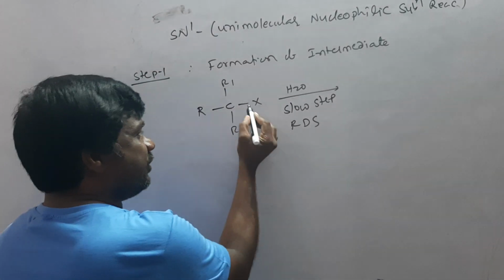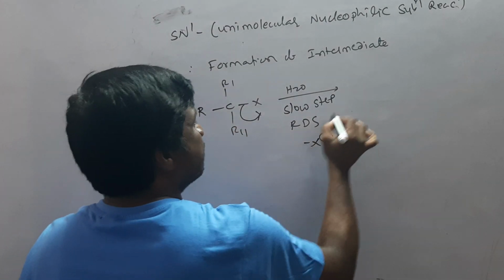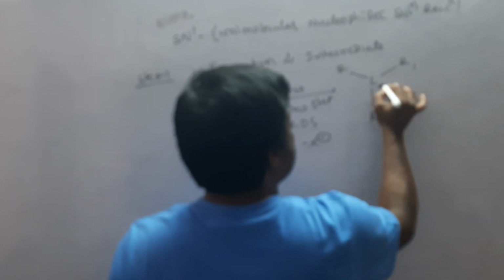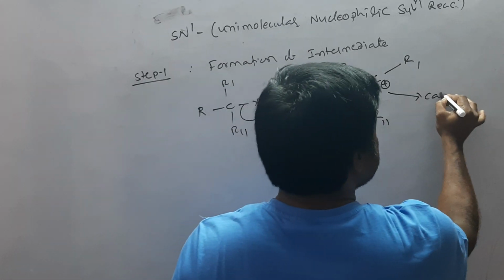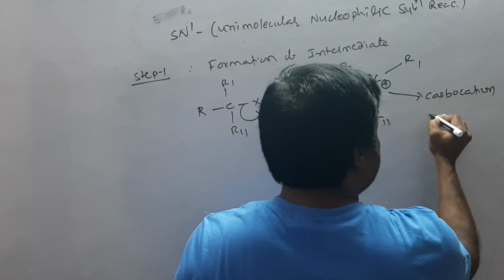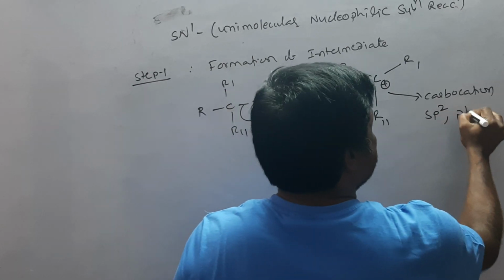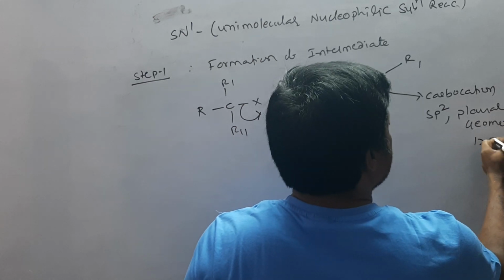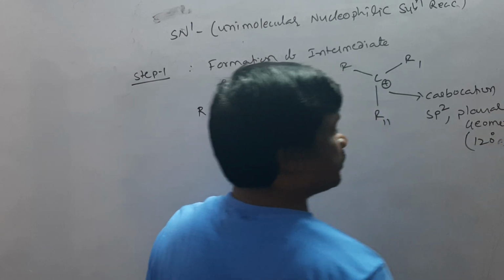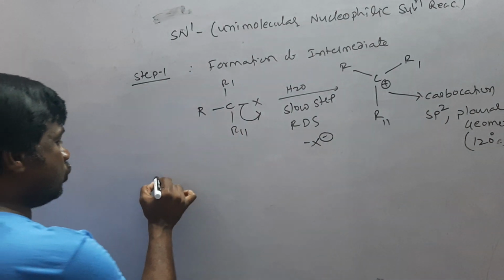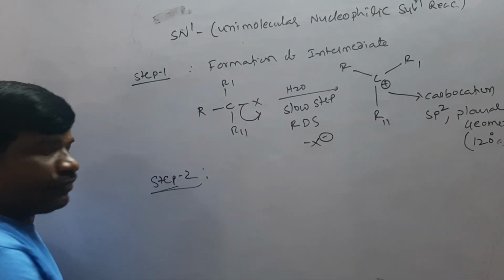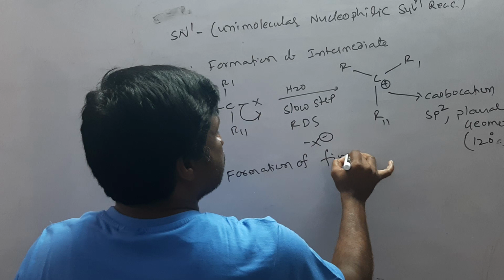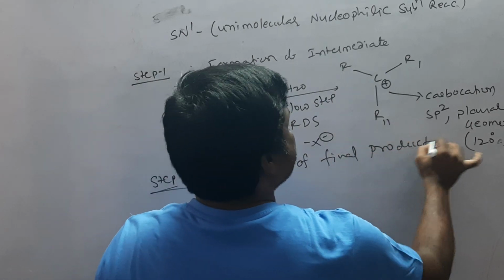Here the halogen is more electronegative, so it is lost as X minus, and the carbon gets the positive charge. This is an intermediate carbocation. The carbocation hybridization is sp2 with planar geometry, so the bond angle is 120 degrees. Then step 2 is the formation of the final product, which is a racemic mixture.